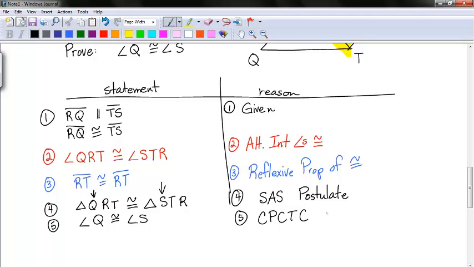Once you get the triangles congruent, this stands for corresponding parts of congruent triangles are congruent.